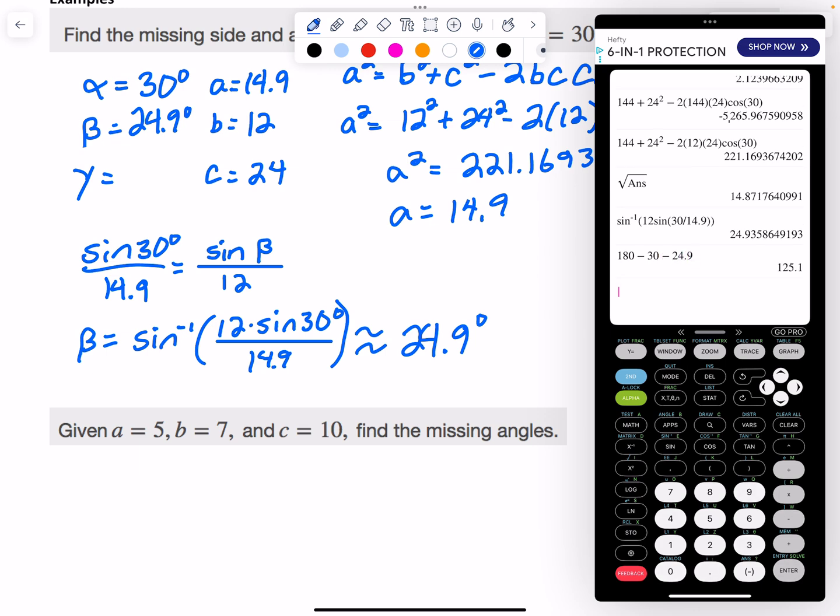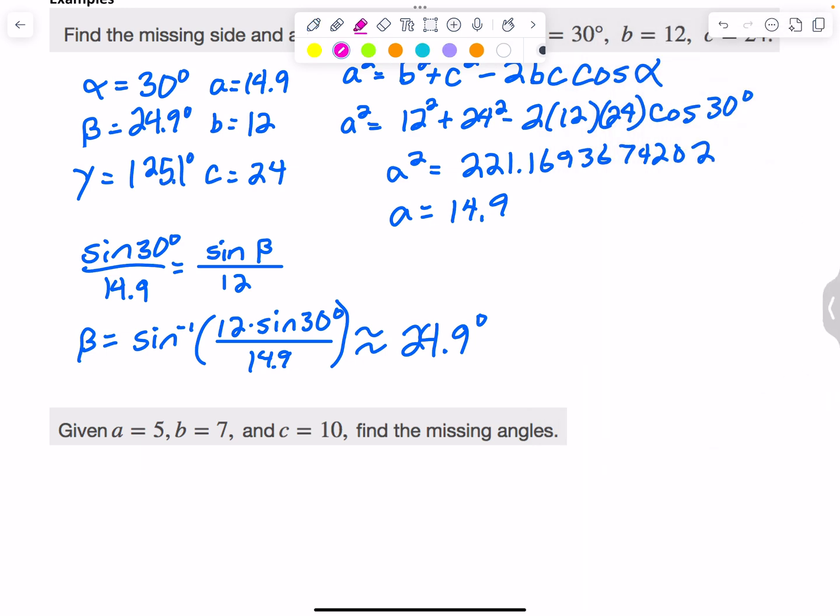You could do law of sines again if you wanted to. You do not have to. It's much easier just to subtract away. Right. So there is my triangle.